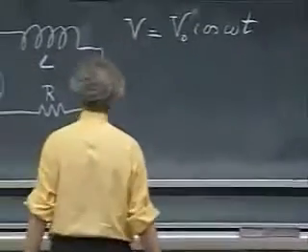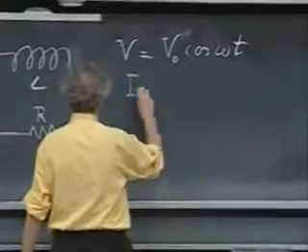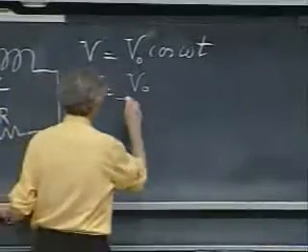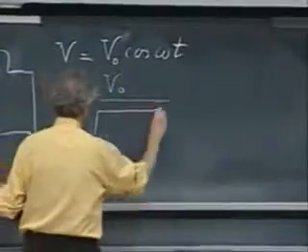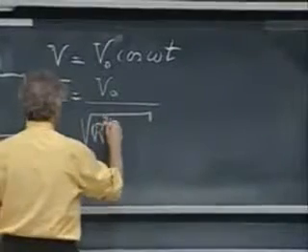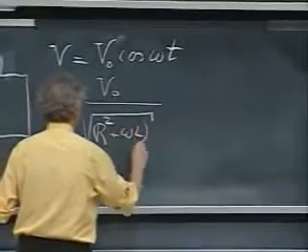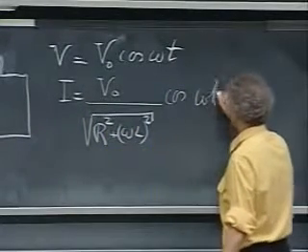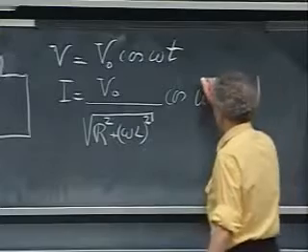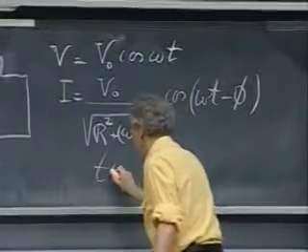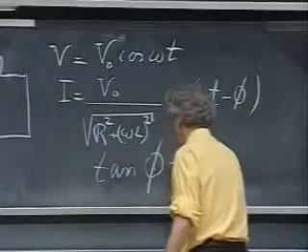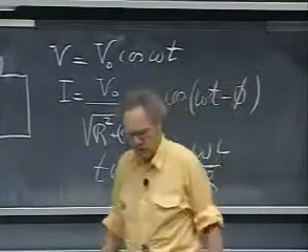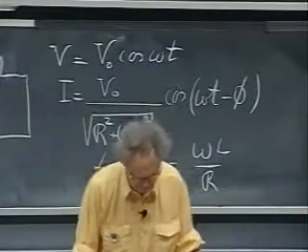And the solution to this differential equation is quite remarkable and not so intuitive. The current as a function of time now is V0 divided by the square root of R squared plus omega L squared, times the cosine of omega t minus phi, and the tangent of phi, that angle phi, is omega L divided by R. And of course we need some time to digest this.